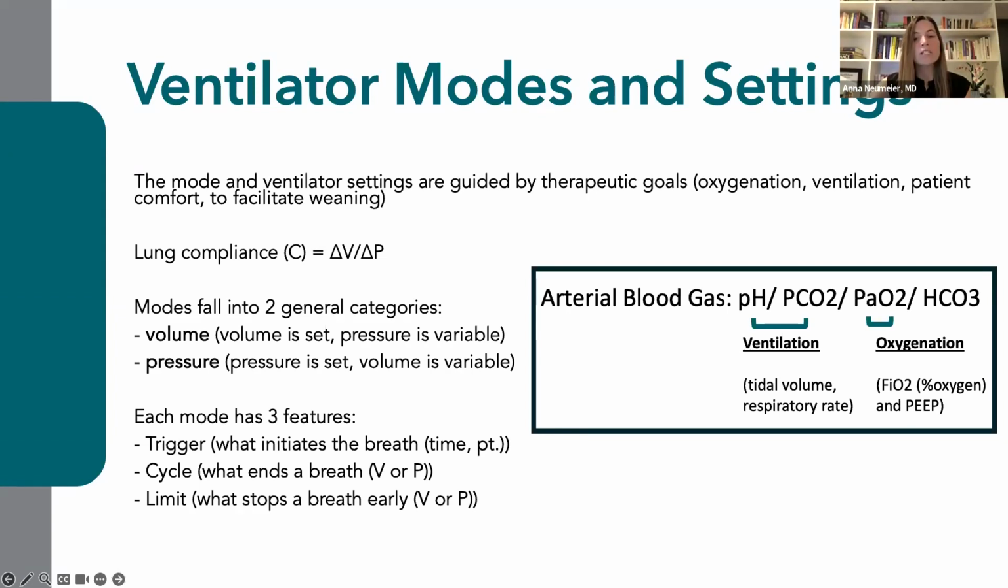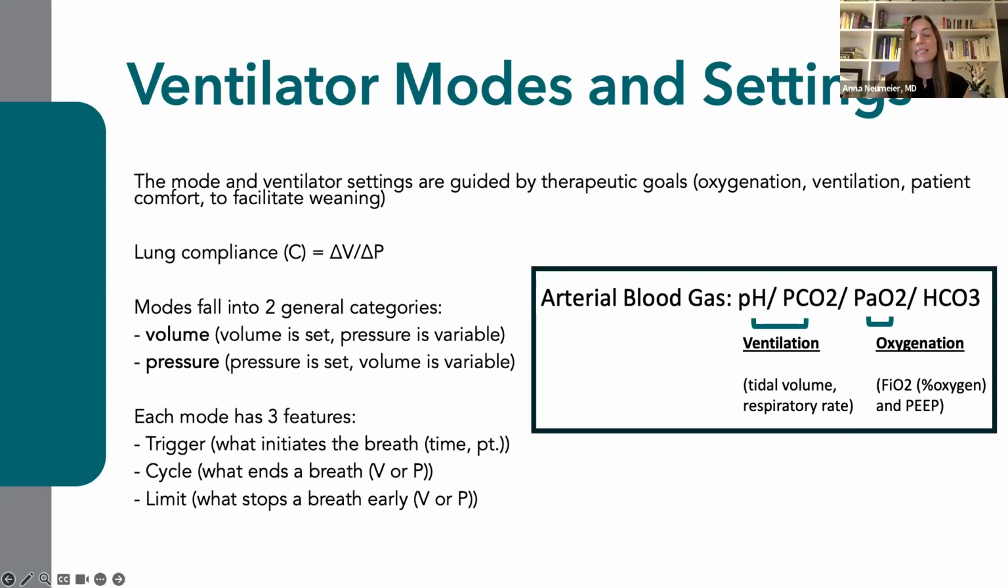In addition, each mode has three features. The trigger is what starts the breath. This is often time or patient effort, meaning if there is a desire to have the patient breathe at least 12 times per minute, then a breath is delivered every 5 seconds, where the time trigger is 5 seconds. Additionally, the patient could receive an additional breath by generating a negative pressure or a change in flow, which will prompt the ventilator to give an additional breath for that patient.